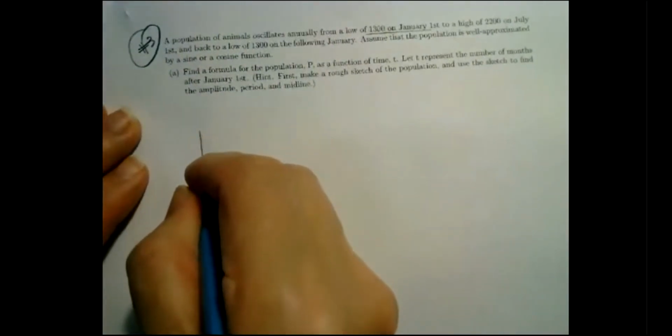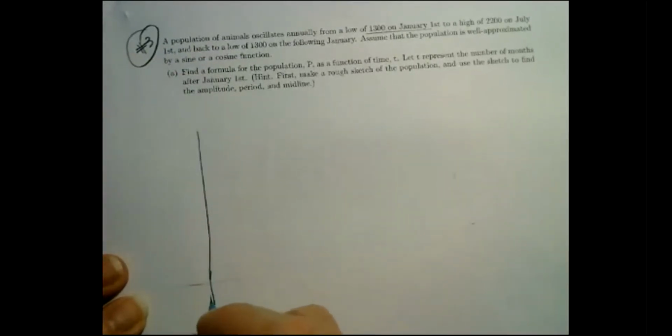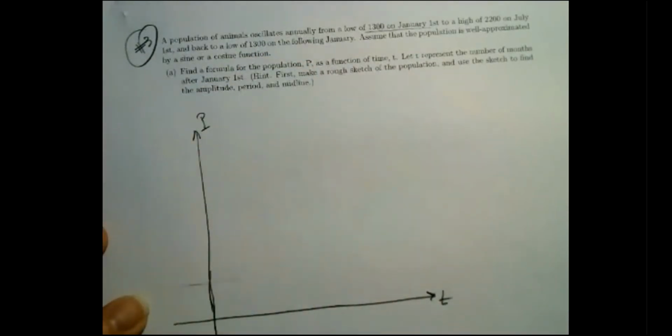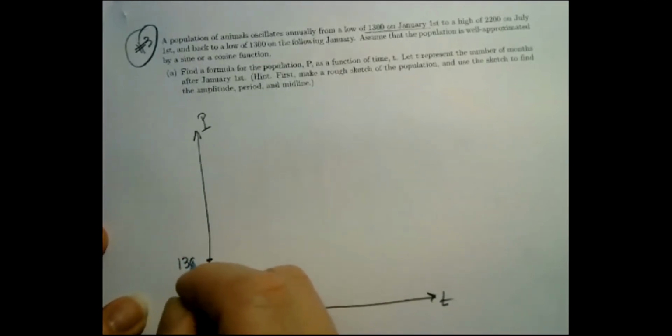So let's see what's really going on here. So this is time, so graphing is usually our key idea. So this is time, and this is the population. And they are telling me that the population is hovering at 1,300, that's at its lowest in January. And t equal to 0 is January. So t equal to 0, that's January. In July, it is 2,200.